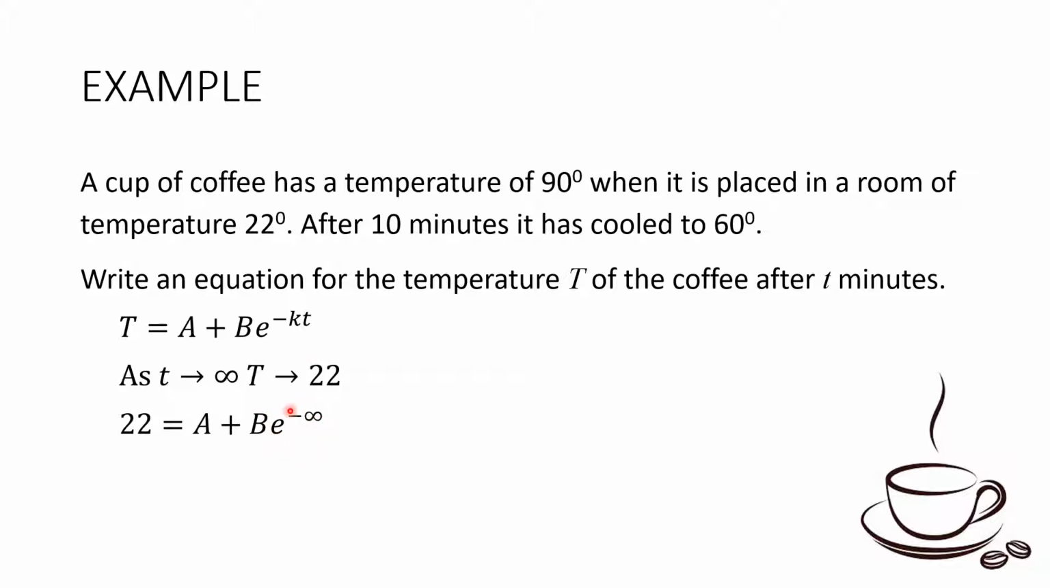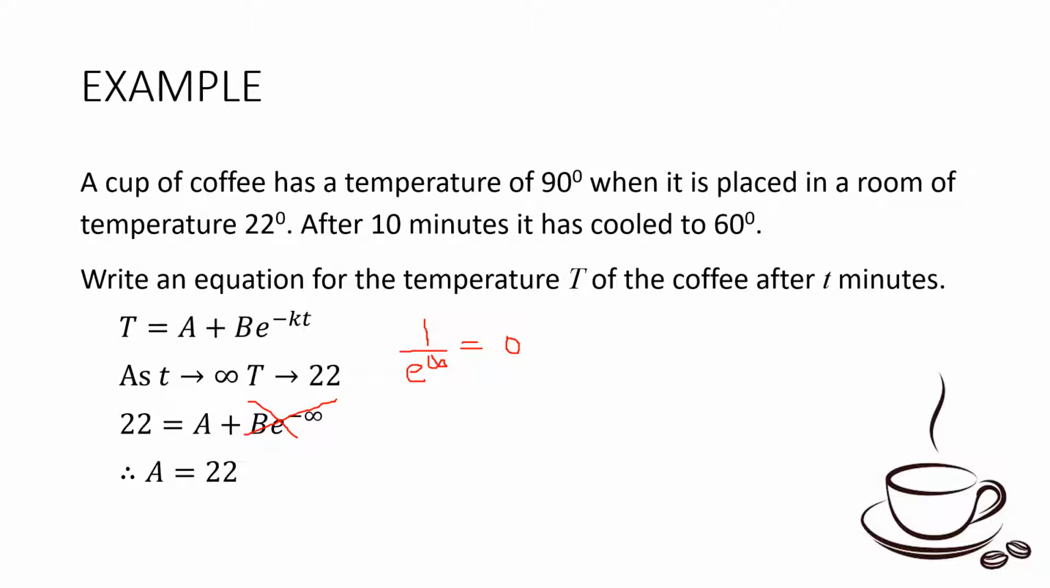Now what's this mean? e to the negative infinity. That's the reciprocal of e to the infinity. And this is basically 1 divided by an extremely large number. And so that's actually equal to 0. And so that's going to wipe out this term because I'm going to be doing B times 0. So there you have it. A is equal to 22.